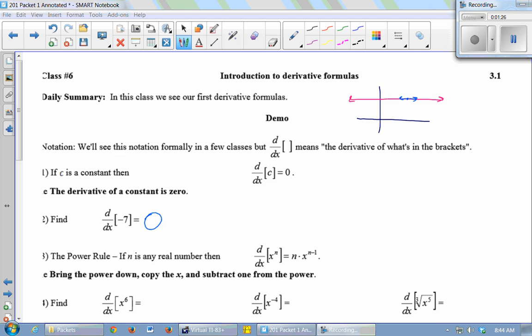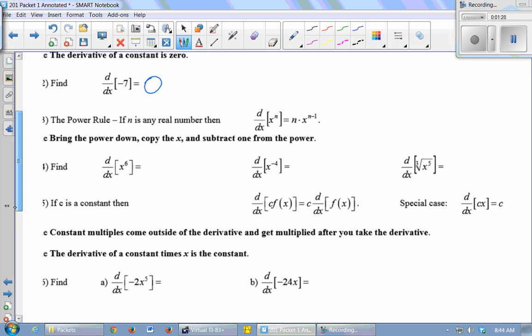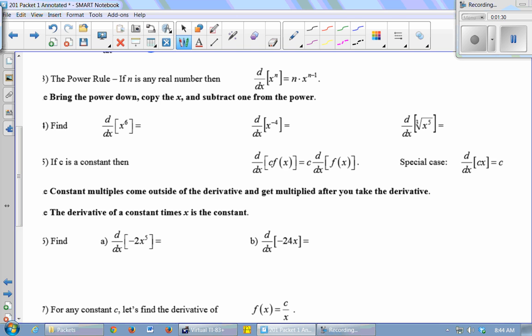Okay, so now we're onto the power rule. We've seen a little preview of the power rule in a couple of different places. It says that if you want to take the derivative of x to the n, x is the variable, n is a number. Only works when the variable is the base and you have a number as the exponent. You take the exponent, bring it down in front of the x, copy the x, and then you reduce the exponent by 1. Subtract 1 from the exponent.